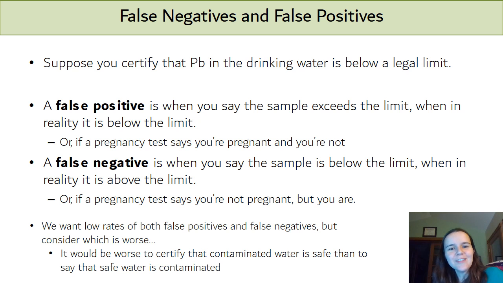Anyway, a false negative is if you say the sample is below the limit, but it's actually above. So you're not pregnant according to the test, but you actually are. Different situations mean different ones of these are worse. We want to have very few false positives, few false negatives, but sometimes one is worse than the other. It would be worse to say that contaminated water is safe than it is to say that safe water is contaminated, because then you would follow up and continue.